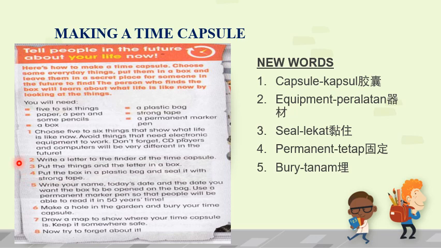Write a letter to the finder of the time capsule. Put the things and the letter in a box. Put the box in a plastic bag and seal it with strong tape. Write your name, today's date, and the date you want the box to be opened on the back. Use a permanent marker pen so that people will be able to read it in 50 years' time.